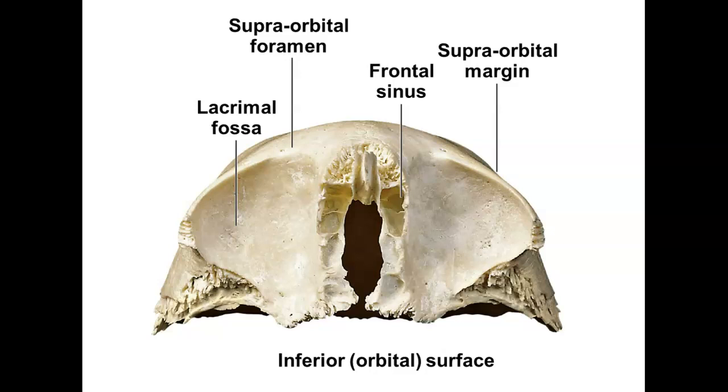Looking here at the inferior orbital surface, they basically took the skull and you're looking at the top portions of the frontal bone. You can see the sinus there. You see that supraorbital foramen, which is going to be a hole. You see the lacrimal fossa and the supraorbital margin, which is the outline or lining of that orbital or eye socket. If you put your hands there, it's kind of close to those eyebrows.